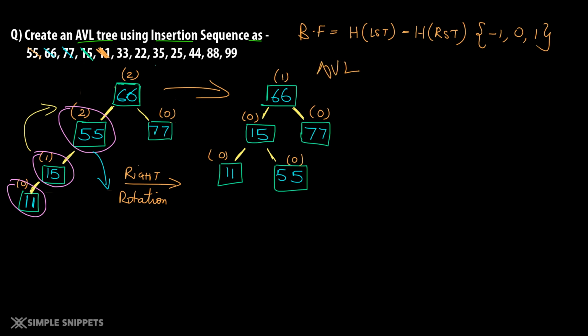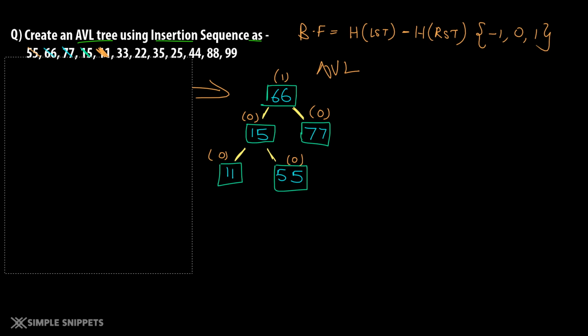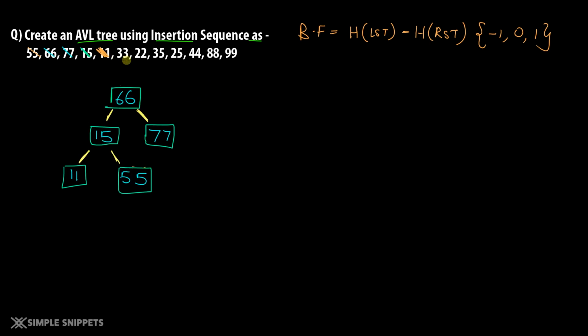Alright. Let's take this structure forward. Let me erase this one. We still have to insert more values. Okay, so we're done with 11. Let's insert 33 now. When you insert 33, 33 is smaller than 66, so you'll go to the left. 33 is greater than 15, so you'll go to the right. 33 is smaller than 55, so you'll go to the left. So this is where you'll insert 33, as the left child of 55.